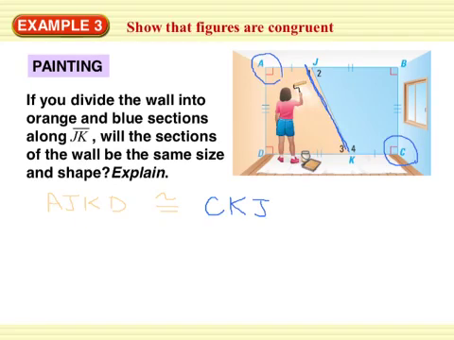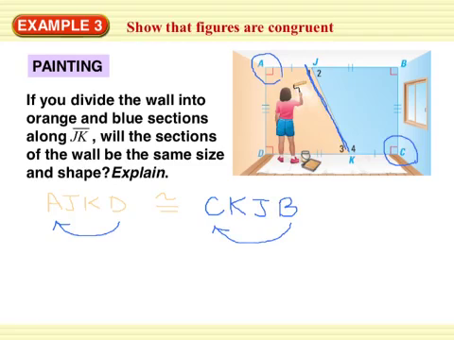I'm going to erase this. K to D is 2 tick marks. J to B is 2 tick marks. And then D to A is 3 tick marks. B to C is also 3 tick marks. So there's my congruence statement, and they're all the same.